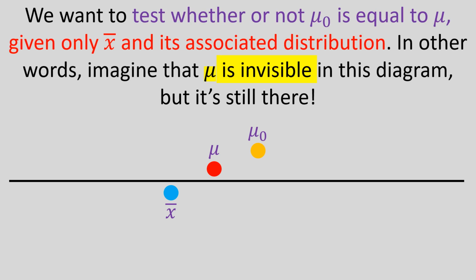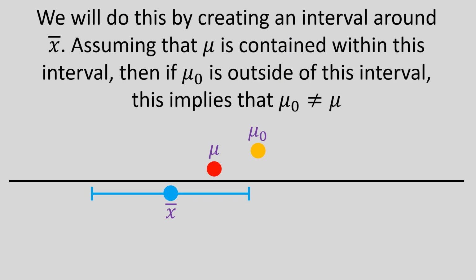We want to test whether or not mu naught is equal to mu, given only x bar and its associated distribution. In other words, imagine that mu is invisible in this diagram, but it's still there. We will test this by creating an interval around x bar. Assuming that mu is contained within this interval, then if mu naught is outside of this interval, this implies that mu naught is not equal to mu.